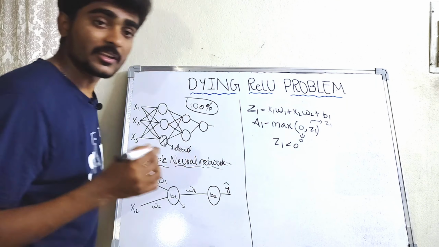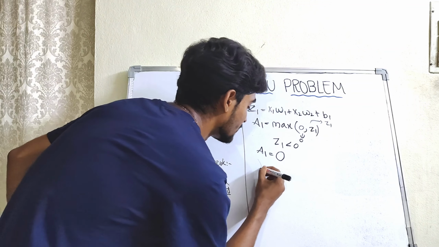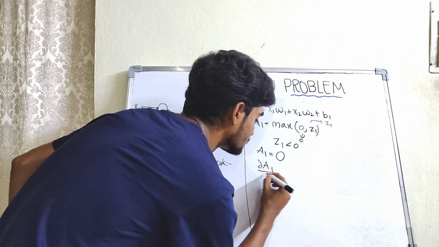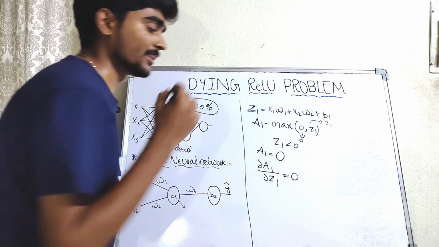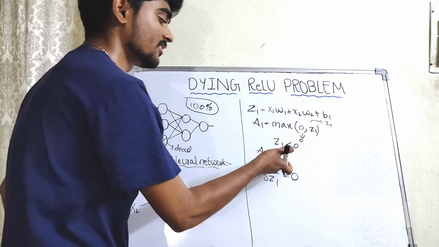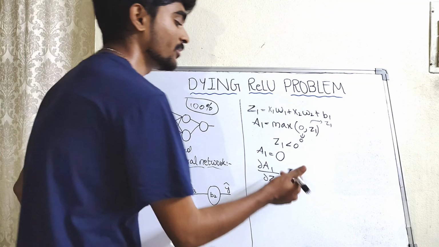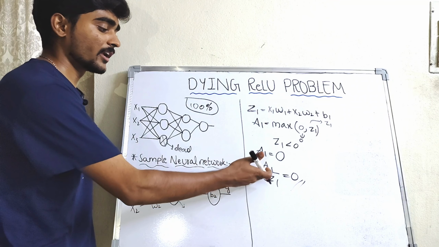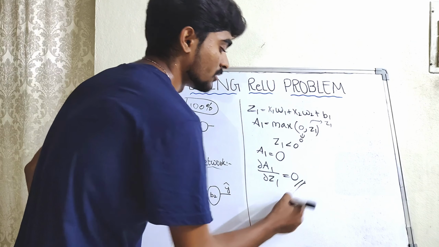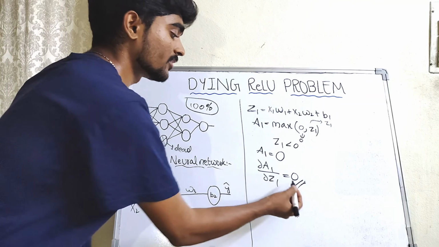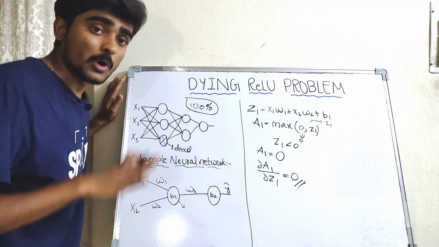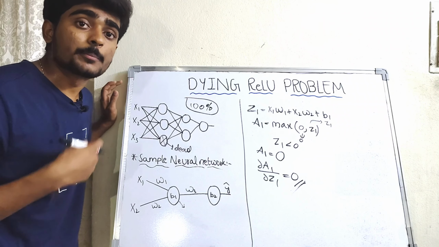Now let's assume that z1 is less than 0. z1 is a negative value. When z1 is a negative value, the maximum of 0 and a negative value will be 0, right? So a1 becomes 0. So when I try to find the derivative with respect to z1, it will also be 0. If I differentiate this 0 value with any parameter, it will be 0, right? So ∂a1/∂z1 = 0. Now what actually happens due to this 0 numerical value is, when I try to update the weights and bias value, they won't be updated.